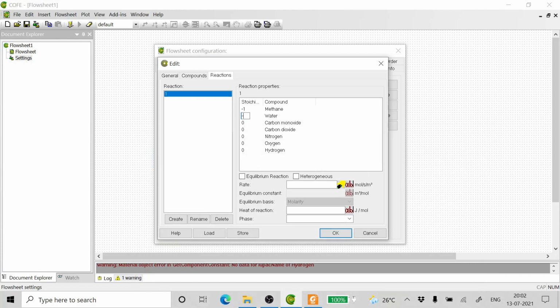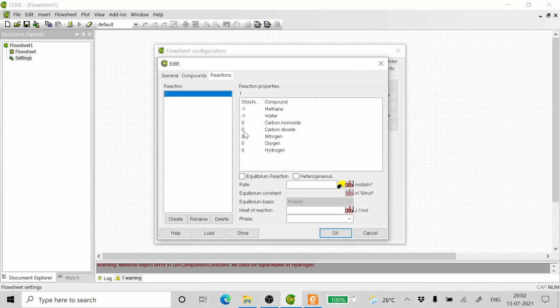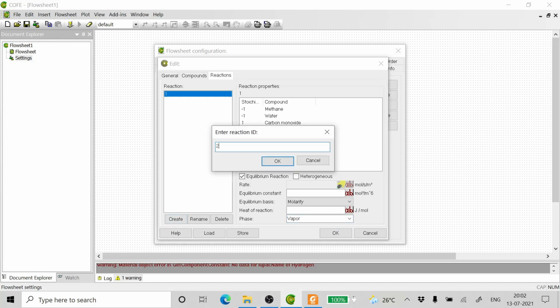So here we give the stoichiometric coefficients for methane as -1 and water as -1 to give us carbon monoxide and 3 hydrogen. Now this is an equilibrium reaction, so we click equilibrium and the phase for this reaction obviously is vapor. Now we again click create to write the second reaction.